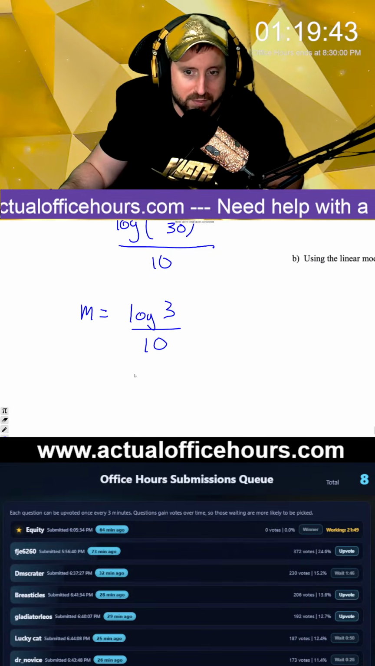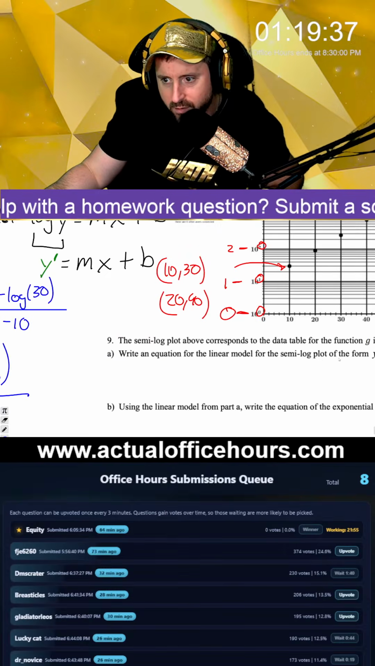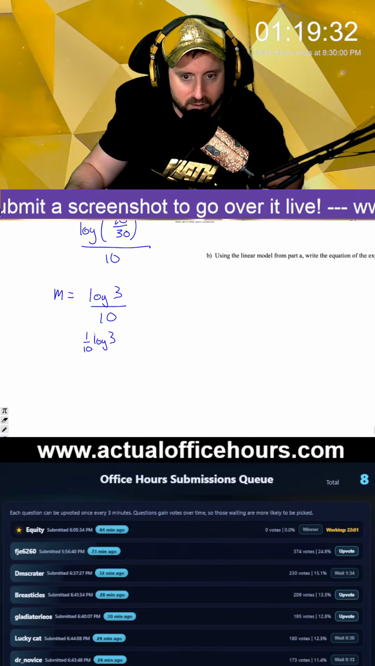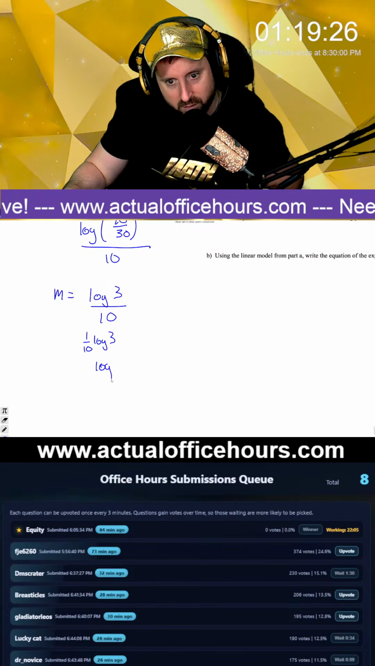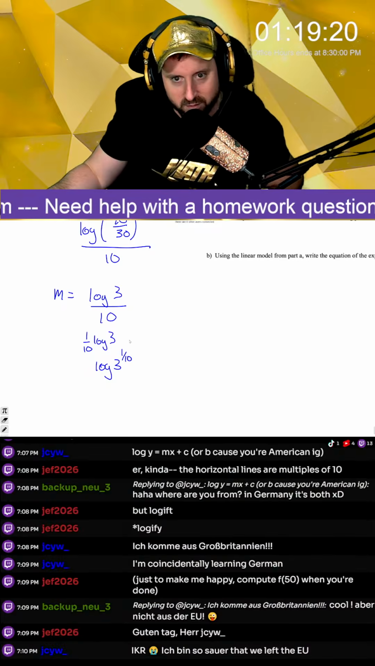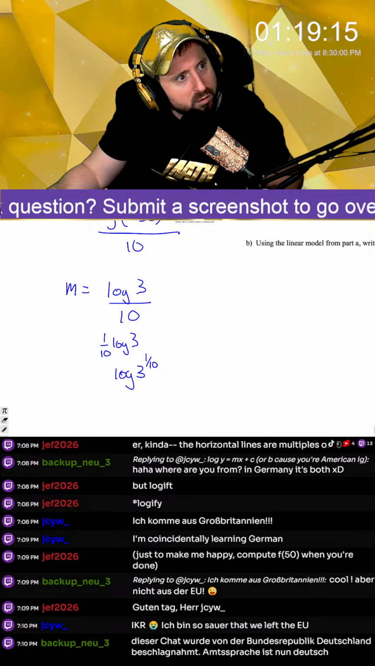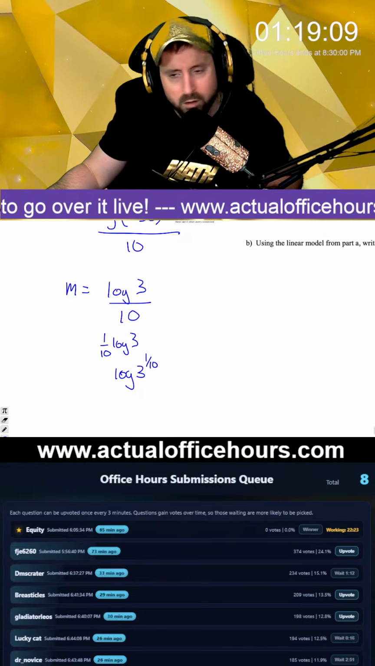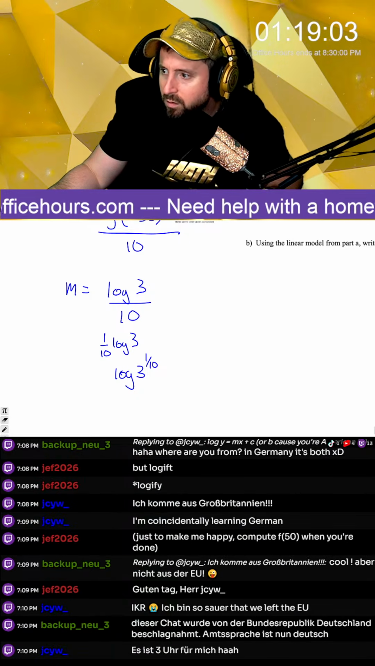Okay, the same way to write this would be 1/10 log of 3, and is that what they wanted? No, they want a single log. Okay, fine. So this has to go up as an exponent, which is kind of annoying. So it's log of 3 to the 1/10. Is that correct? What was the answer that they said? What did they want, Equity? That's just for the slope.